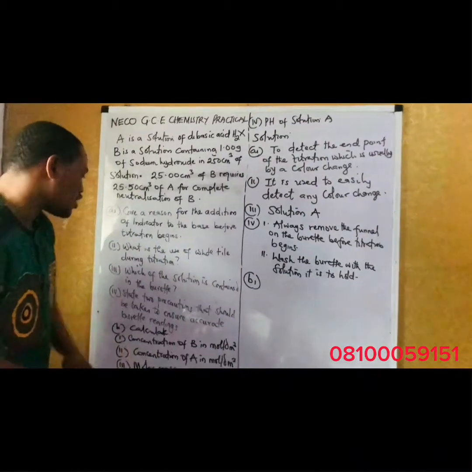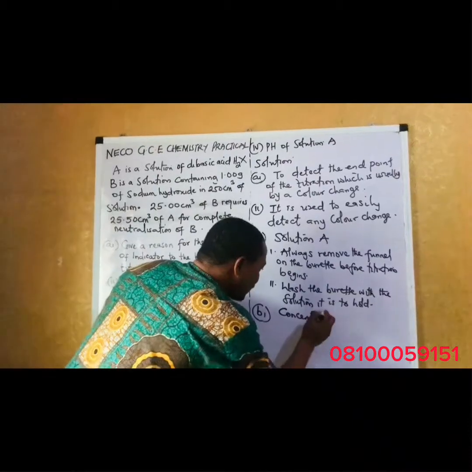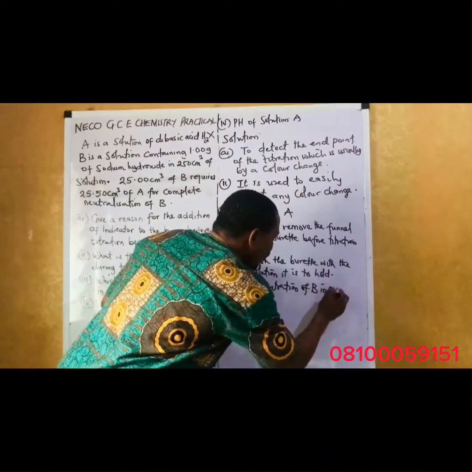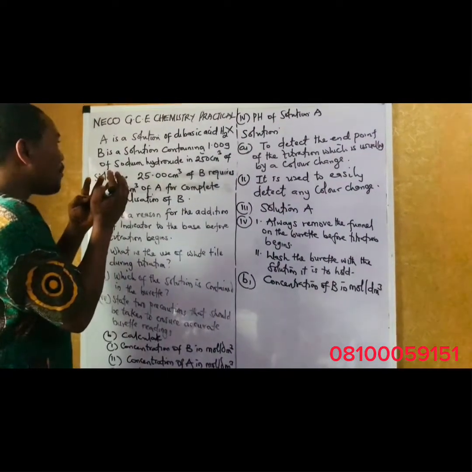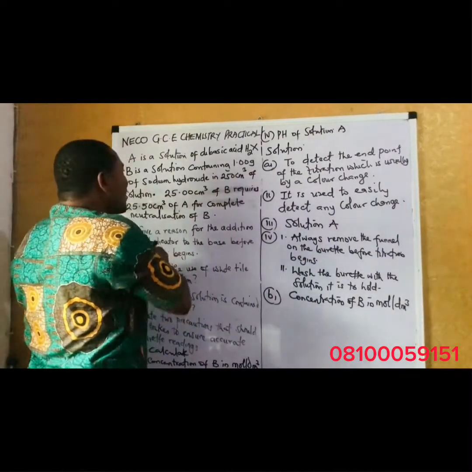So calculate concentration of B in mole per dm cube. Now, what are the parameters for B they gave us? They gave us 1.0 gram in 250.